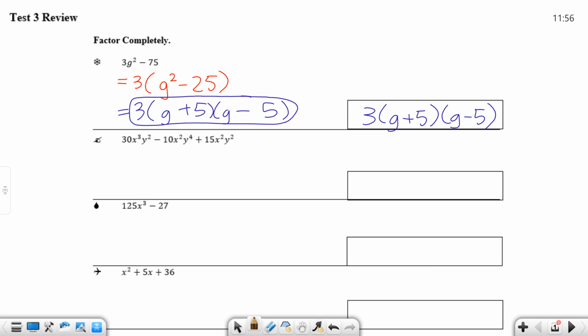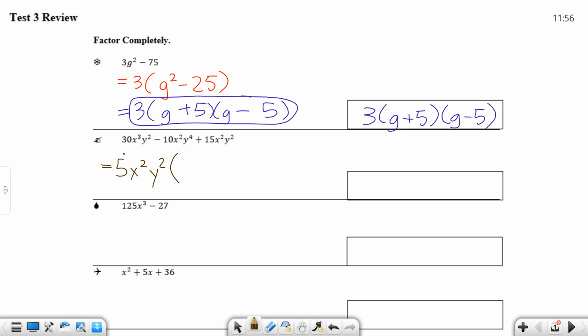The next one, 3 terms. Do I have a GCF? We'll look at 30, 10, and 15. Well, that must be a 5. And then x's. There's x's in every term. We got x cubed, x squared, and x squared. So what's the smallest power there? X squared. So bring that out. And then y squared, y to the 4th, and y squared again. Y is in every term, so the smallest power is y to the 2nd. So 5x to the 2nd, y to the 2nd.